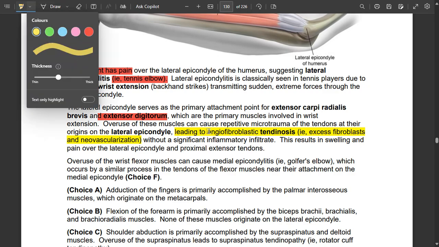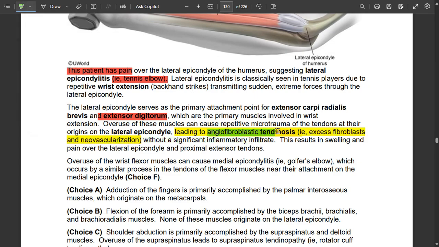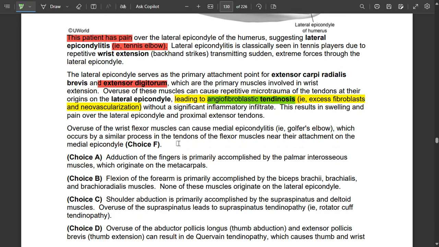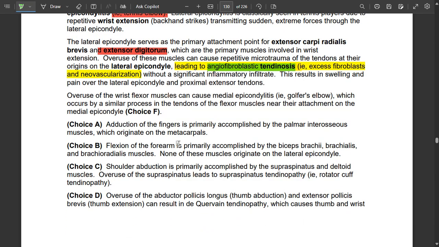Angiofibroblastic tendinosis occurs with excessive fibroblastic proliferation and neovascularization at the site, without a significant inflammatory infiltrate. This will cause swelling and pain over the lateral epicondyle and proximal extensor tendons. Overuse of the wrist flexor muscles can affect the medial epicondyle, for example golfer's elbow, which causes medial epicondylitis, while the lateral causes lateral epicondylitis, by a similar process involving the flexor tendons near the medial epicondyle.